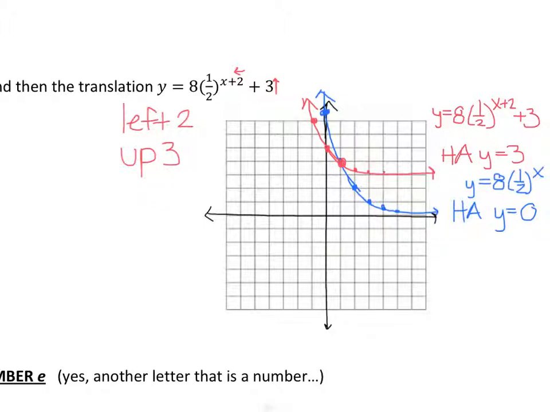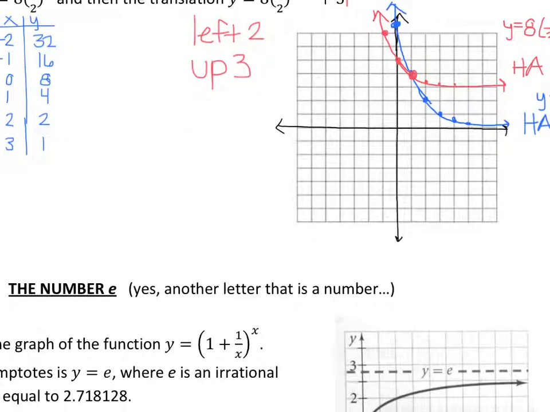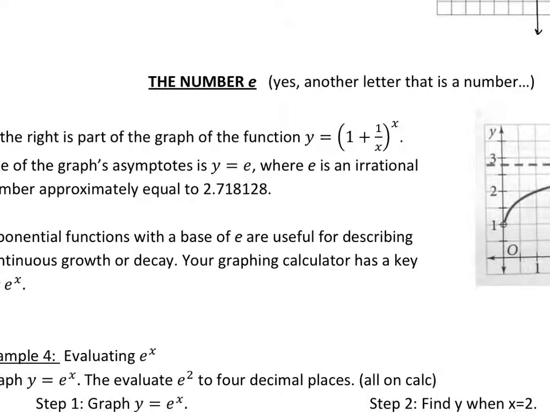Okay, that finishes the graphing part of your homework and our notes. The next part, we have another special number that gets its own name, its own letter, and that is the number e. So we have pi, we have i, which is the square root of -1, and now we have e.